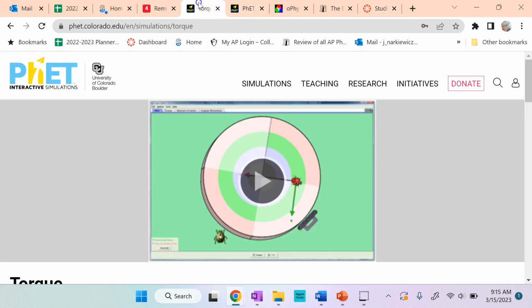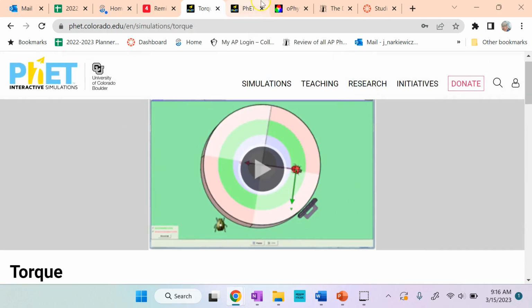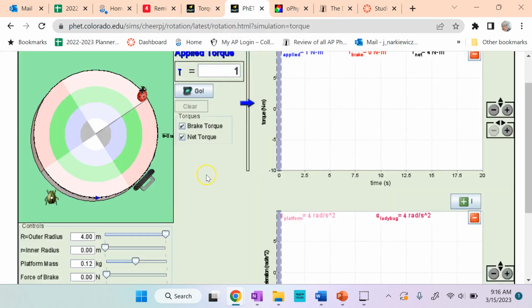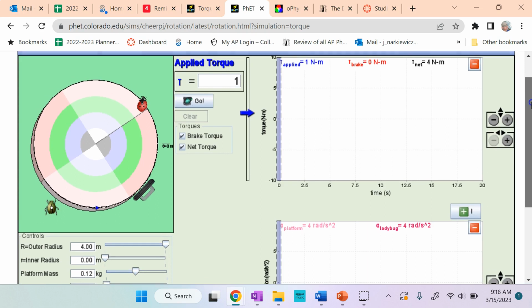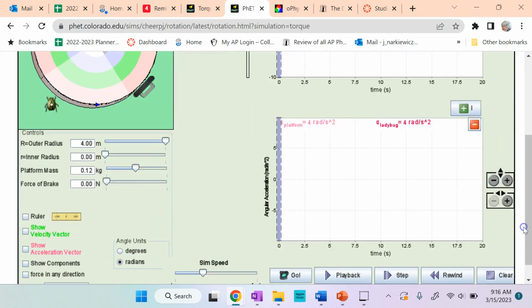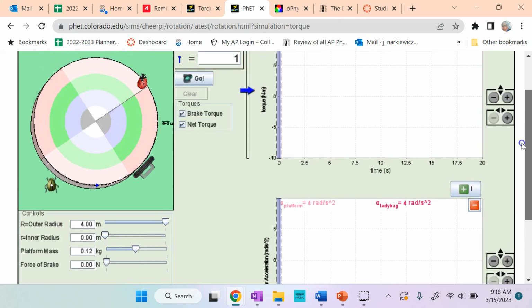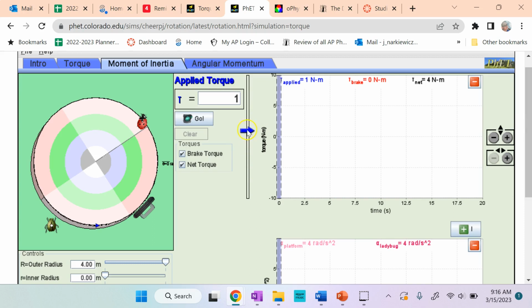The simulation I'm going to be using is a PhET simulation, and to get to it you can just Google torque PhET and you'll see it pop up. If you want to run it in your browser, you use some weird thing called CheerpJ. I don't really know what that is, but I am currently in the moment of inertia tab. We'll talk about what that is later. Basically I can change the applied torque and see the resulting angular acceleration. I could also add a brake force to create a net torque, but for now we're going to ignore the braking force, and I'm just going to have a net torque.